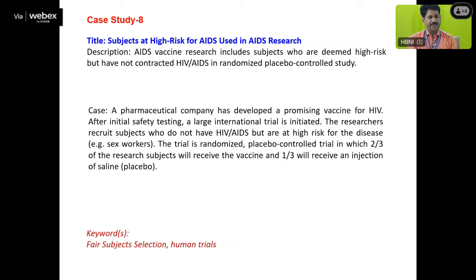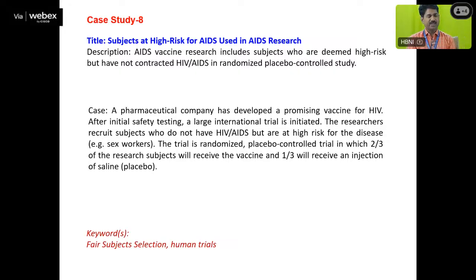After initial safety testing, a large international trial is initiated. The researchers recruit subjects who do not have HIV/AIDS but are at high risk for the disease. They have chosen mostly the sex workers, who have high risk for the particular disease. The trial is a randomized, placebo-controlled trial in which 2/3 of the research subjects will receive the vaccine and 1/3 will receive the injection of saline, that is the placebo.